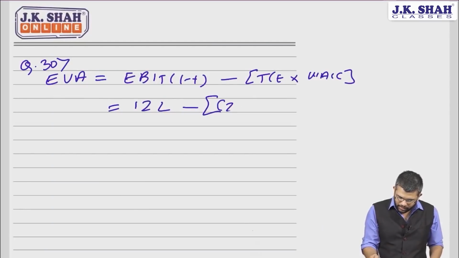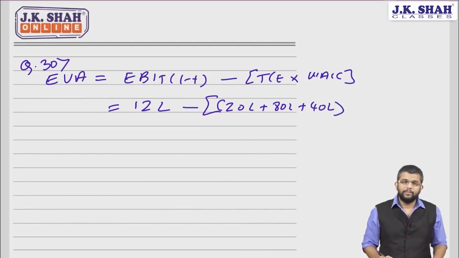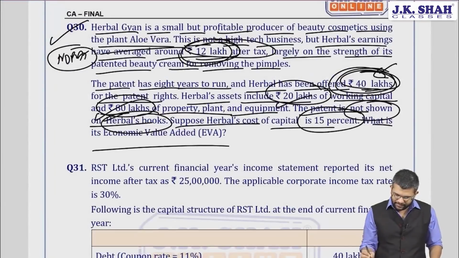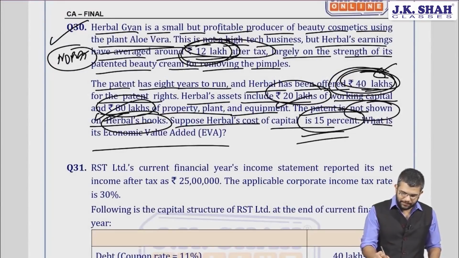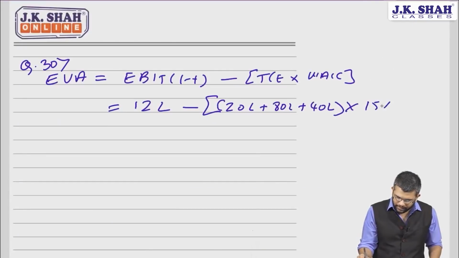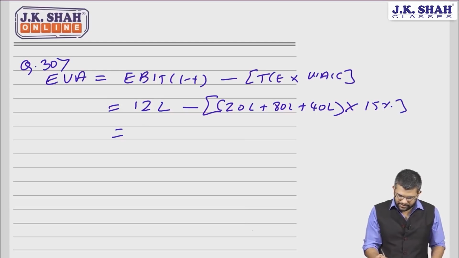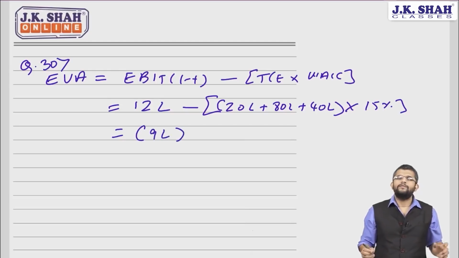So I'll write down here 20 lakh plus 80 lakh plus 40 lakh. This will be my total capital employed now, multiplied by WACC given in the question straight away as 15%. So I'll write down here into 15%. So children, on the calci, 20 plus 80 plus 40 into 15% is 21 lakh. So 12 lakh minus 21 lakh will give us a negative EVA of 9 lakhs.